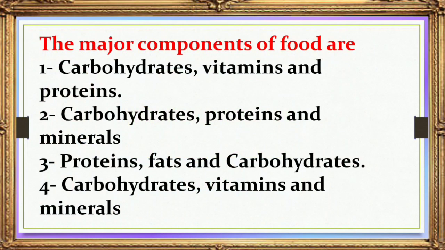The major components of food are: first, carbohydrates, vitamins and proteins. Second, carbohydrates, proteins and minerals. Third, proteins, fats and carbohydrates. Or fourth, carbohydrates, vitamins and minerals. The answer is third, proteins, fats and carbohydrates. Vitamins and minerals are considered as micronutrients, whereas carbohydrates, proteins and fats are the major components of food which make up the macronutrients. Moving on to the next question.